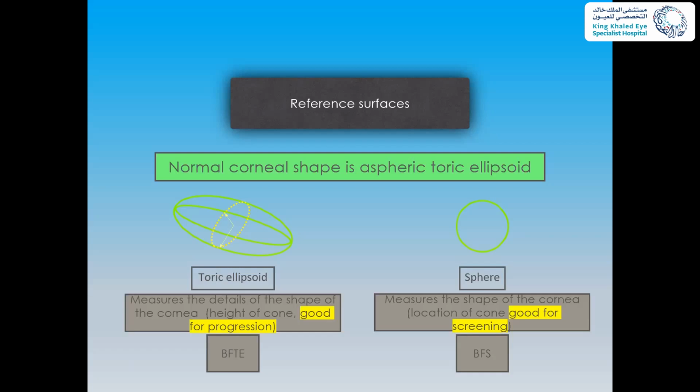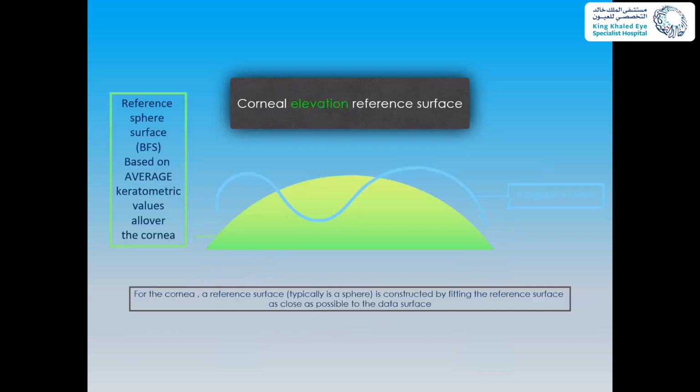You see one day the posterior elevation is 36 and you see next year it is 48. So you will get a better idea if you're using a toric ellipsoid compared to a sphere. So what exactly is this sphere fit or toric ellipsoid? It's basically a reference shape, okay? And it's based on the average keratometric value over the cornea, okay?